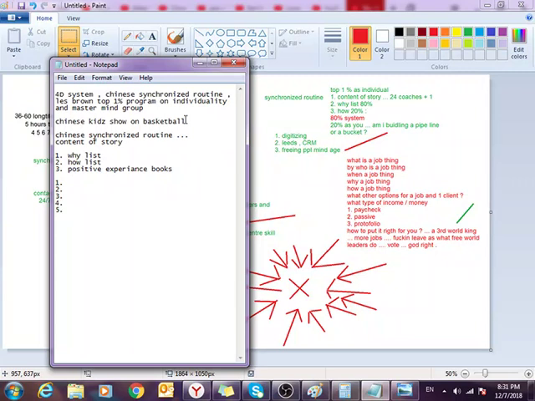Routine. Lisa Brown top 1% on the routine. Operating system and culture system. OS, operating system. Culture.